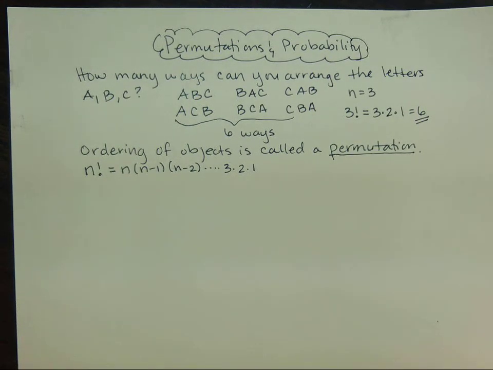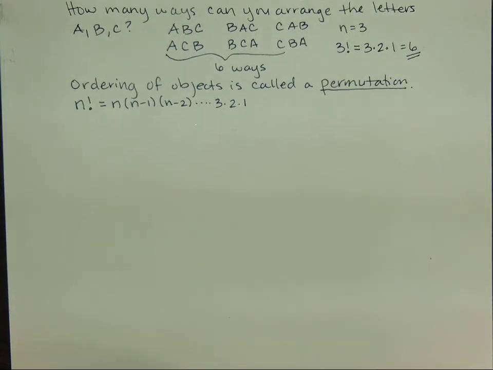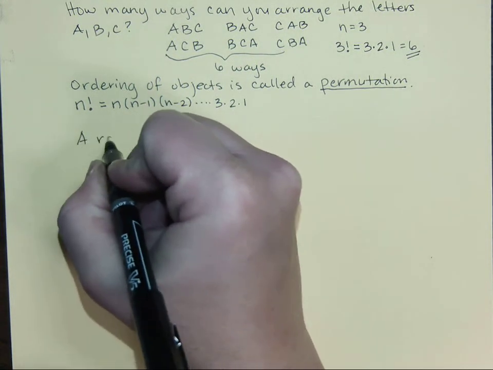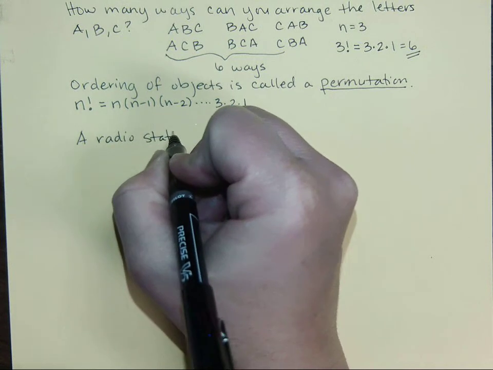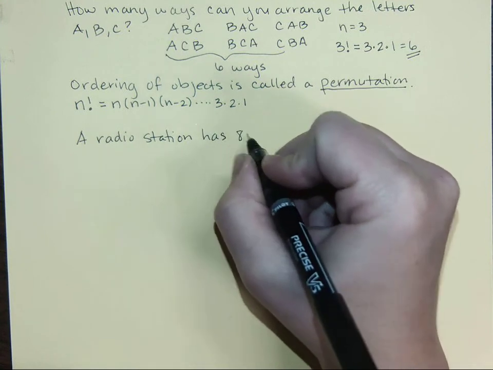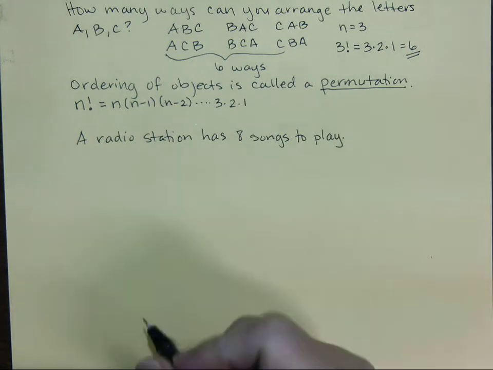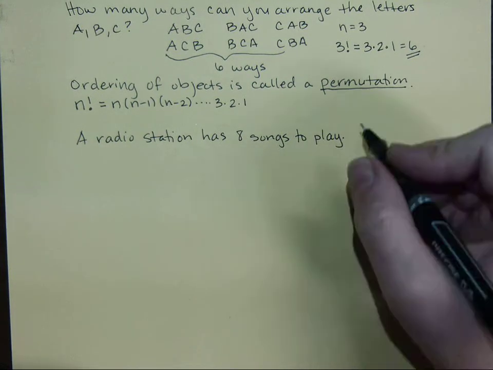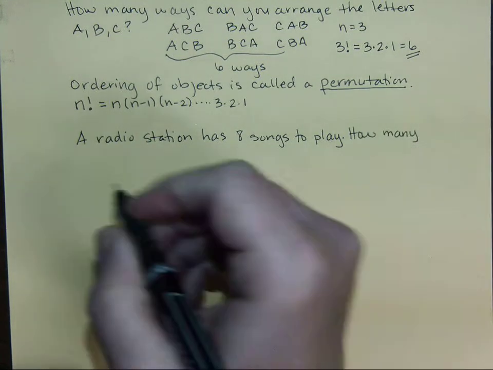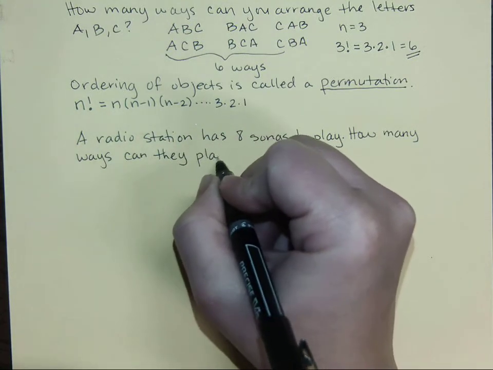Now we can do this with just about any situation, so we're going to have a lot of applications. So consider that a radio station has 8 songs to play. If a radio station has 8 songs, they can put them in any order they want. Well, this is called a permutation. I want to know how many ways they can play these 8 songs, like what order.